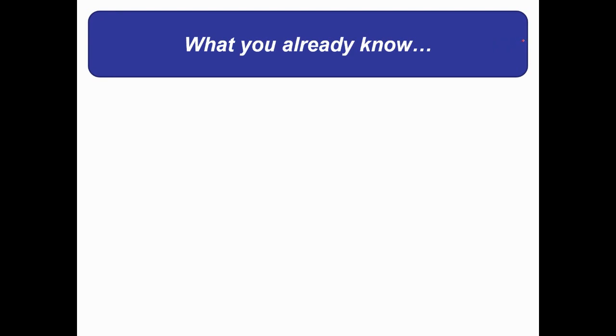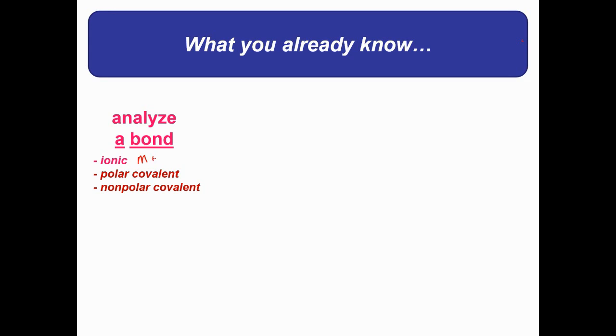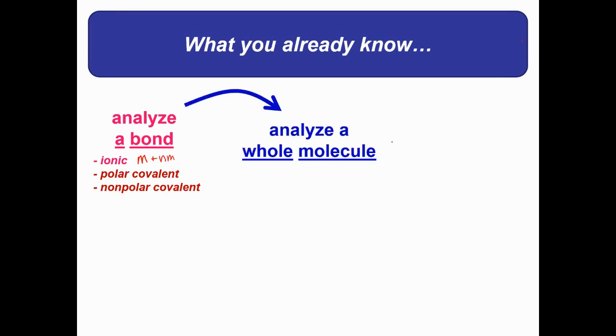So here's what you already know. You know how to analyze a bond and tell whether it's covalent. Right away you know, oh, well, if you've got a metal and a non-metal, then you've got an ionic bond. Covalent bonds can be polar or they can be non-polar, okay?